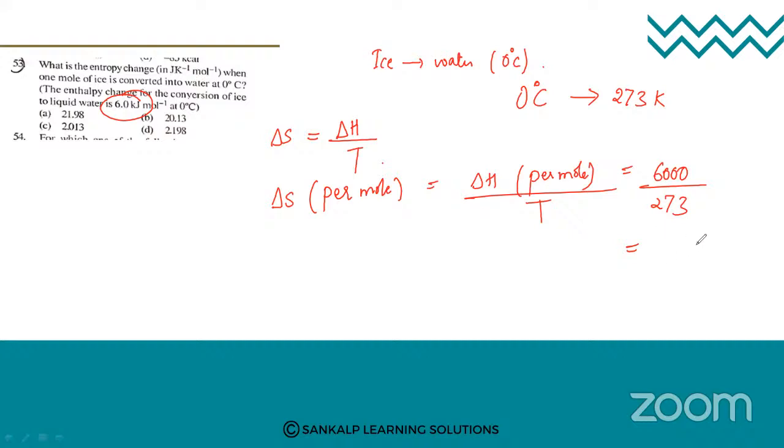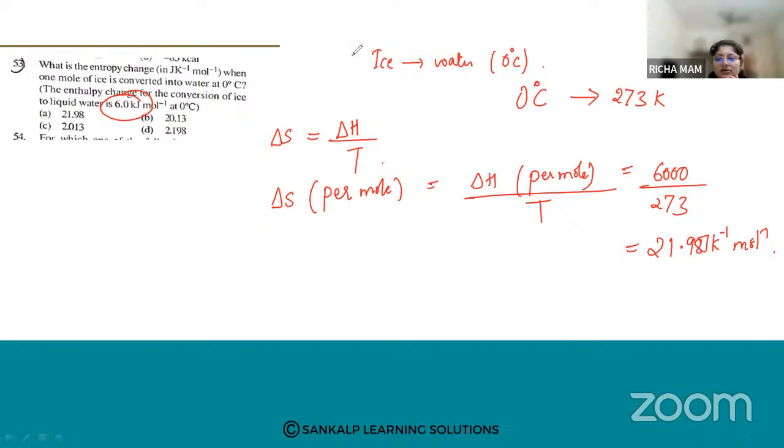Got it? So after solving, I have got 21.98 joules per Kelvin per mole. 21.98, option number A. So entropy change is given as change in enthalpy upon temperature. Okay, fine. Let us go for the next one.